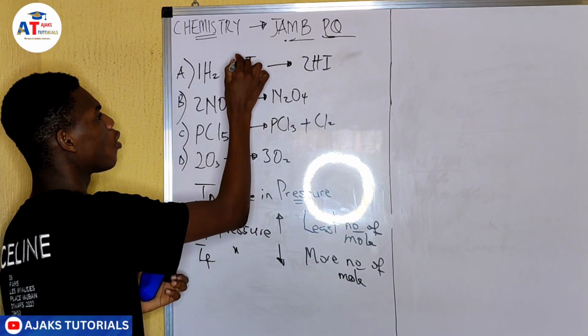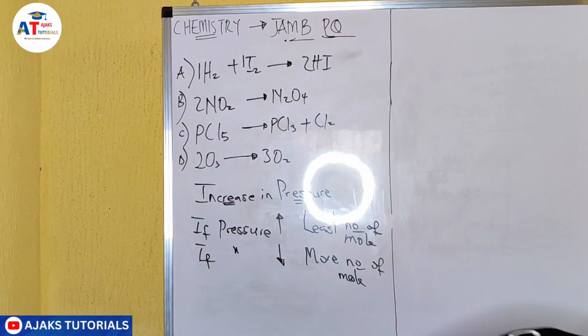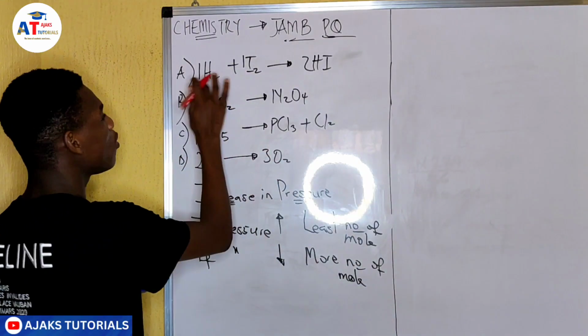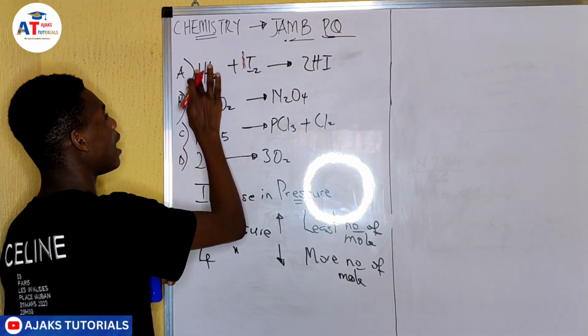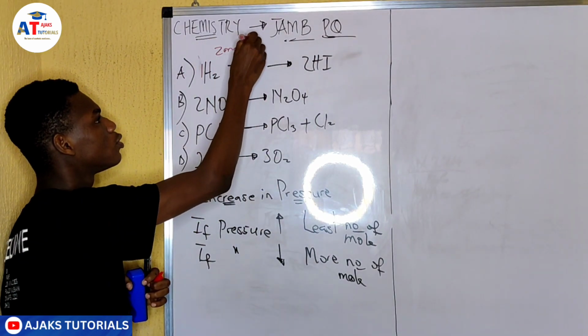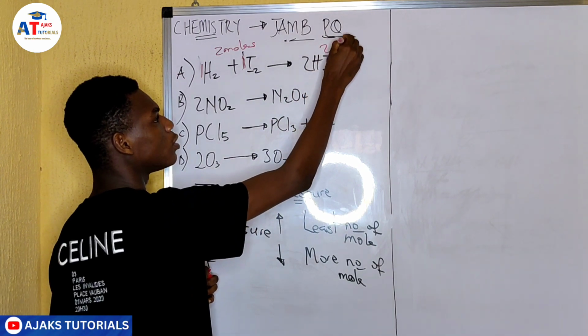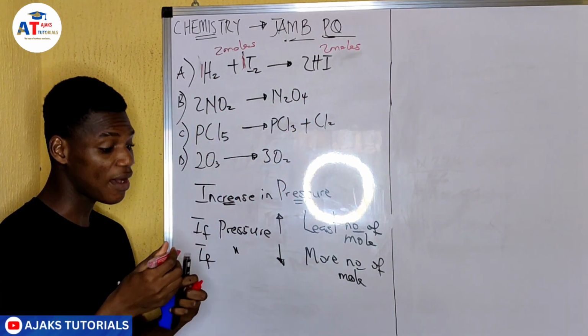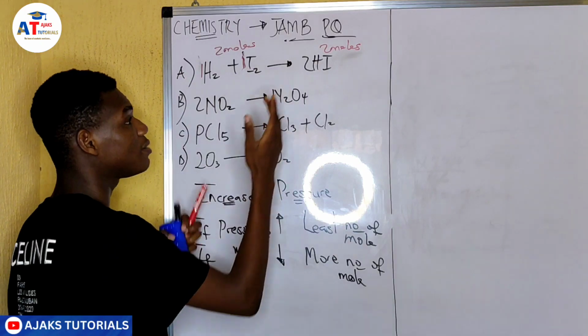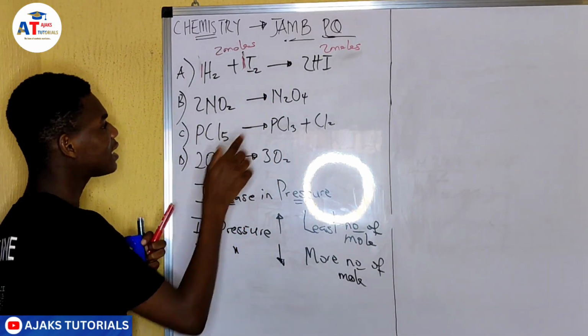Now, let's calculate the number of moles. This is 1 mole, 1 mole. So from the left, 1 mole and 1 mole, how many moles? 2 moles. From the right, 2 moles. Now, in this case, pressure will not have any effect, because they have the same number of moles on both sides of the equation.